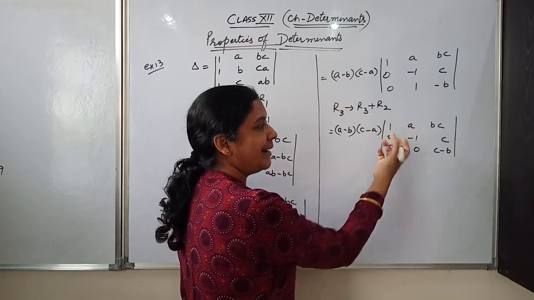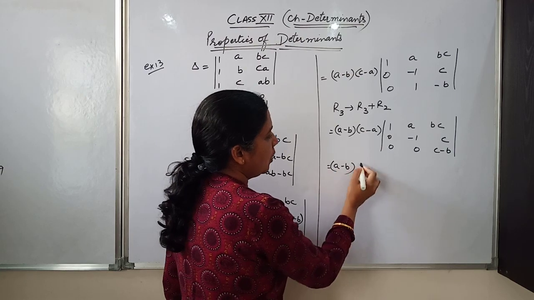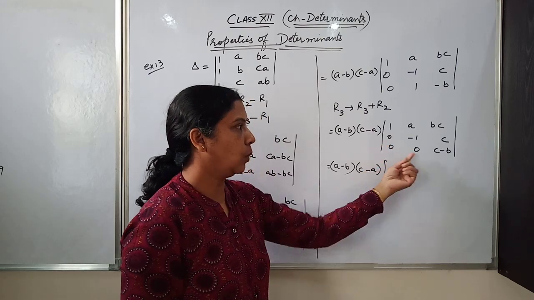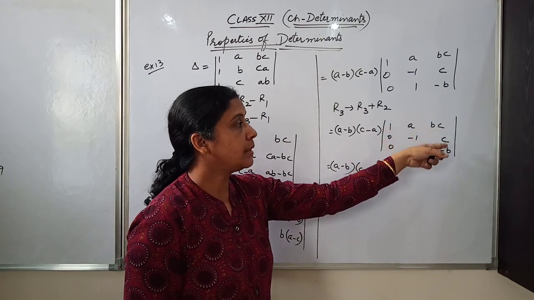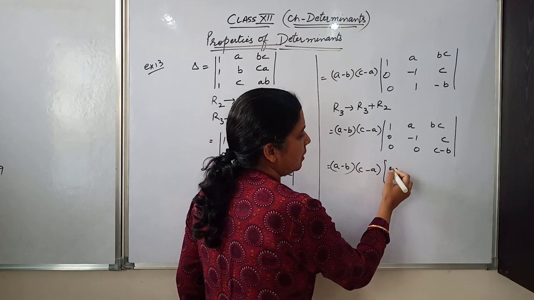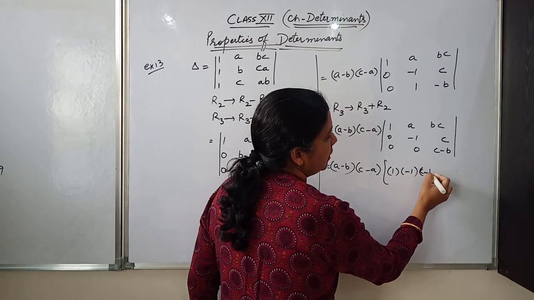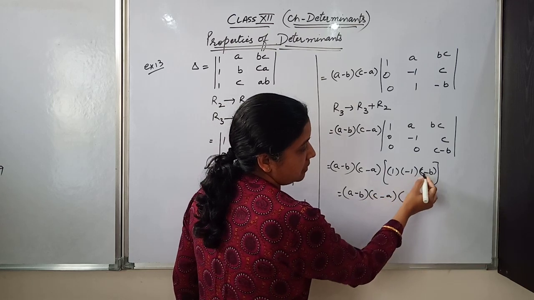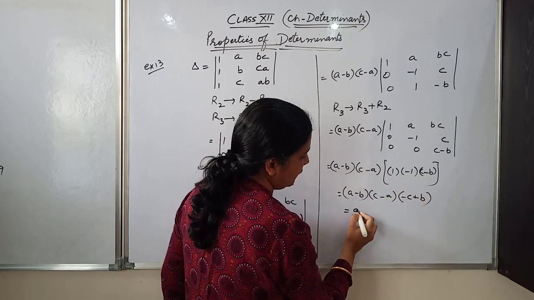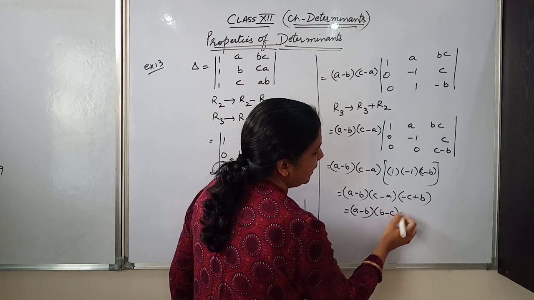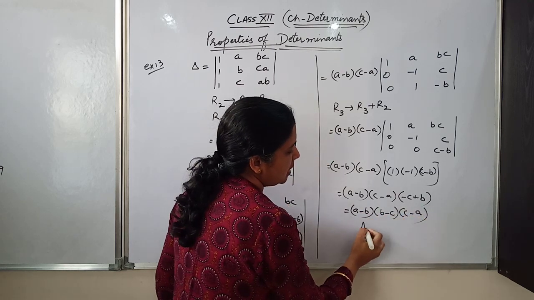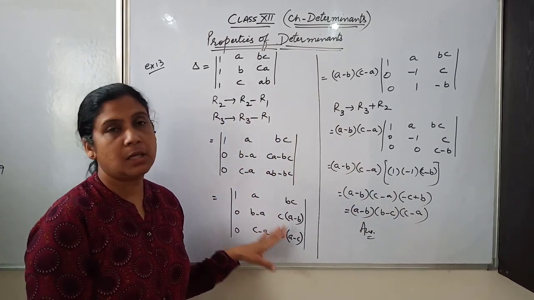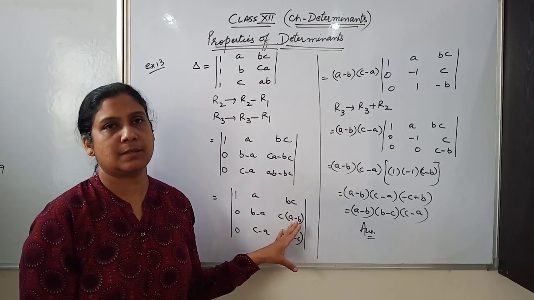Then you can expand and check the determinant's value will simply be the product of the diagonal entries. It can happen with the lower triangle or with the upper triangle also. So it will be 1 into minus 1 into c minus b. That becomes minus minus plus. So if I rewrite it, it becomes a minus b, b minus c into c minus a. This is a simple question, but at the same time a very important question using properties of determinants.